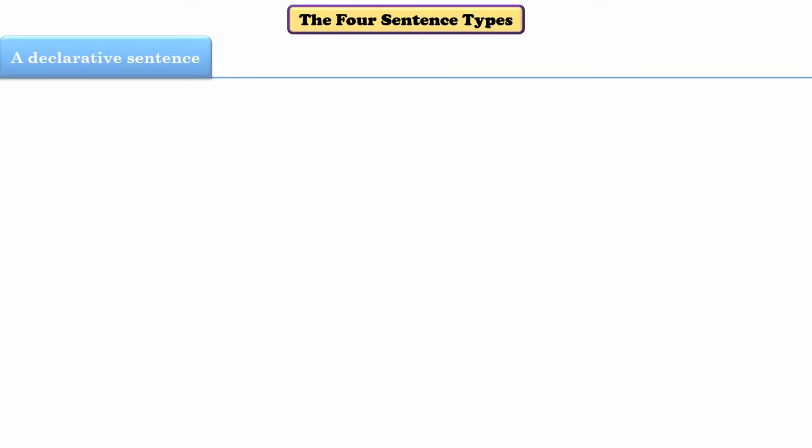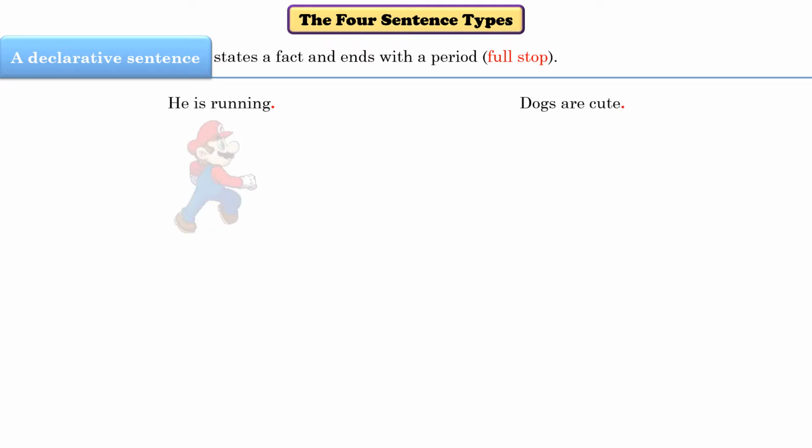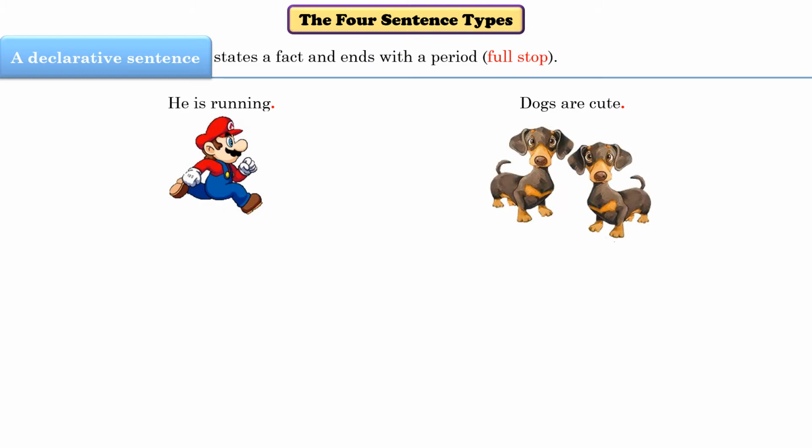A declarative sentence states a fact and ends with a period or full stop. Examples: He is running. Dogs are cute.